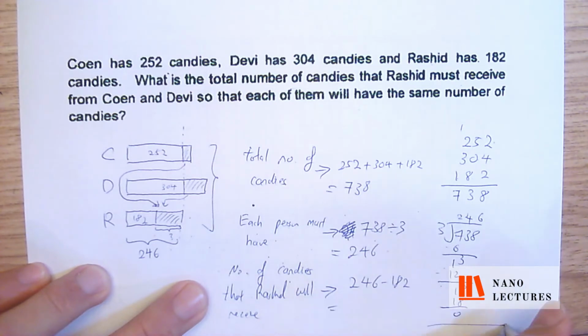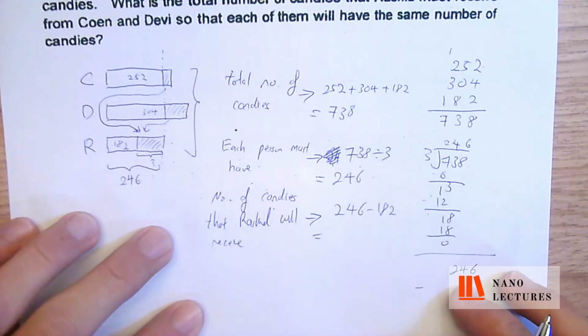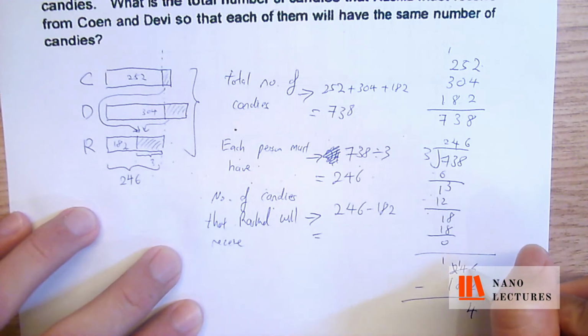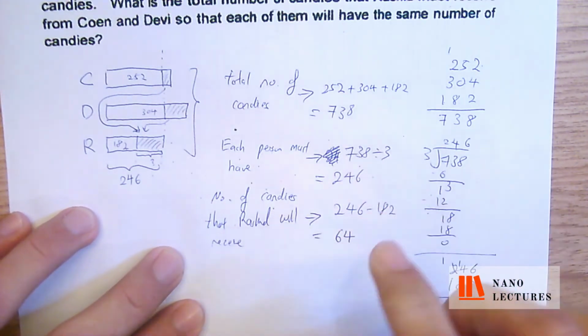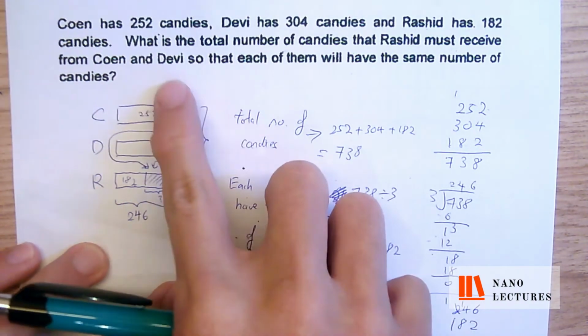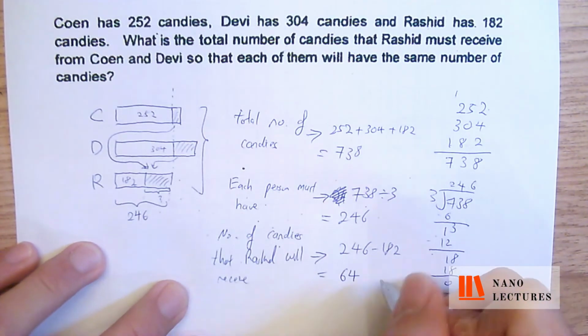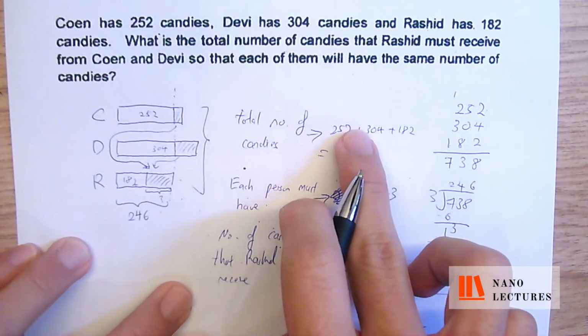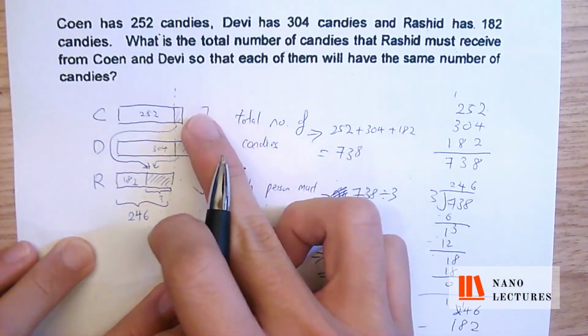Okay, subtraction, 246 minus 182. Whoops, you cannot see, right? Okay, alright. 6 minus 2, 4, not enough. Okay, 14 minus 8 will give us 6, and this is the final answer. Rashid will receive 64 from both Cohen and Devi, so that each of them will have the same number of candies. Done.